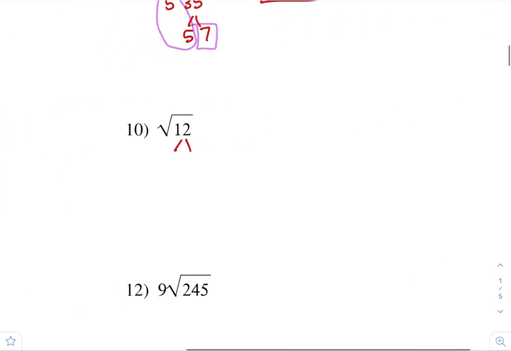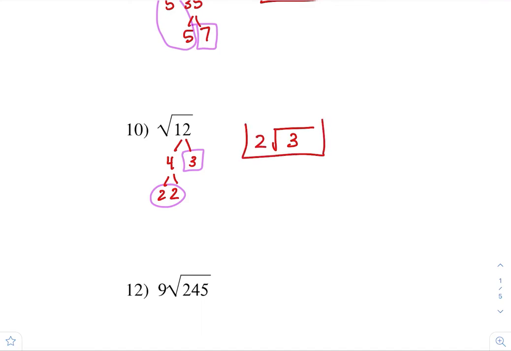10. So factor out. We got 4 and 3. Factor out 4, 2 and 2. Found a pair of 2s, leftover of 3. Leftover goes on the inside, so 3. The pair goes on the outside, 2. 2 square root of 3.